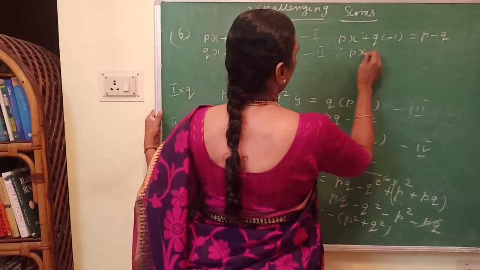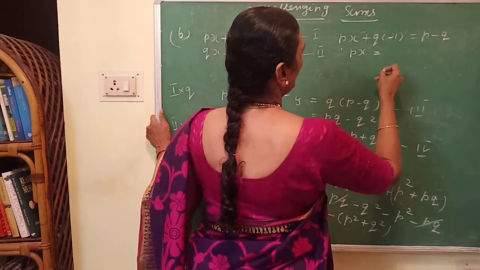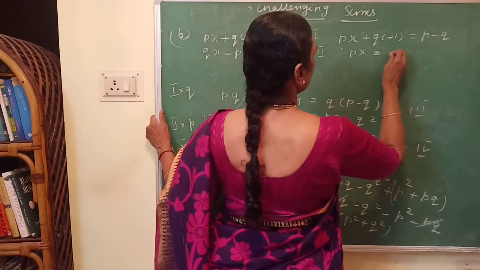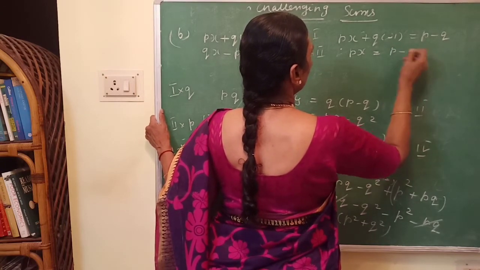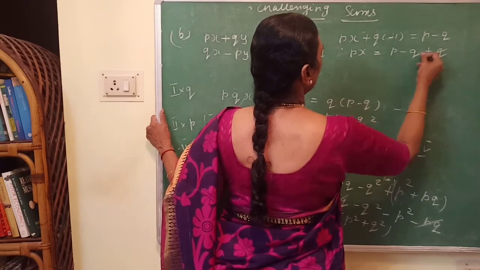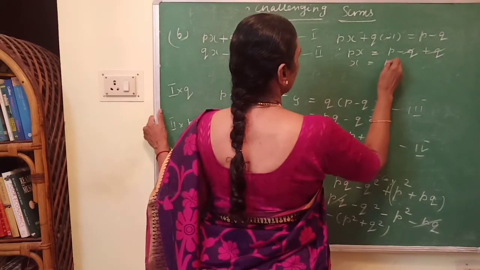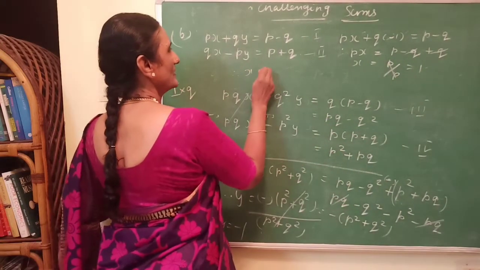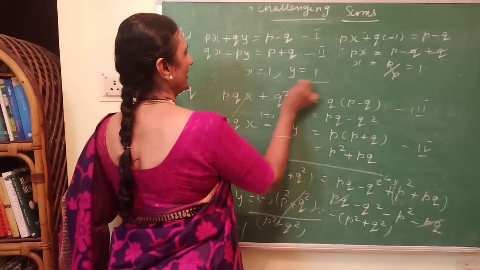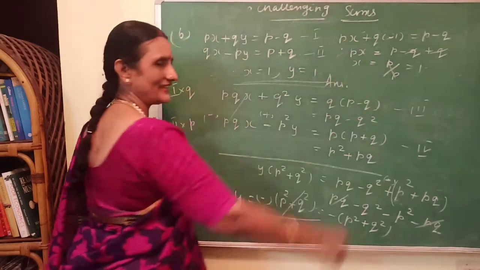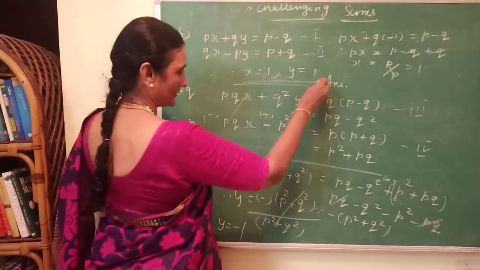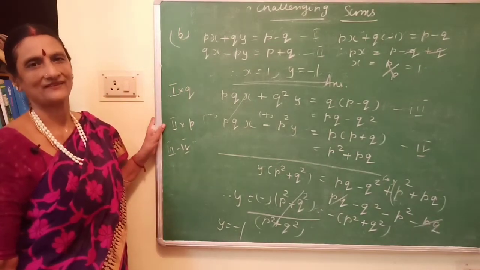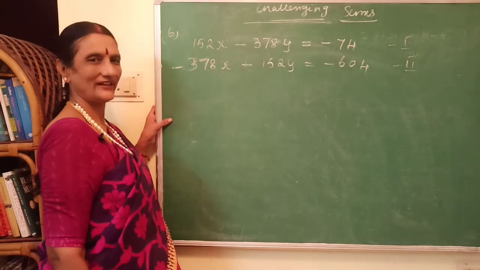Therefore, px is equal to q goes to the other side. Okay, so you will get p minus q, and then this becomes plus q getting cancelled. So we will get x is equal to p by p, which is 1. Therefore, x equal to 1, y is equal to minus 1 are the solutions for this equation. Is it? Are you ready?